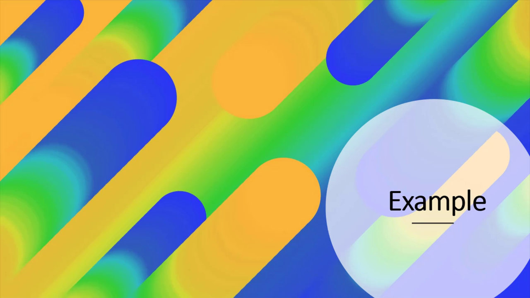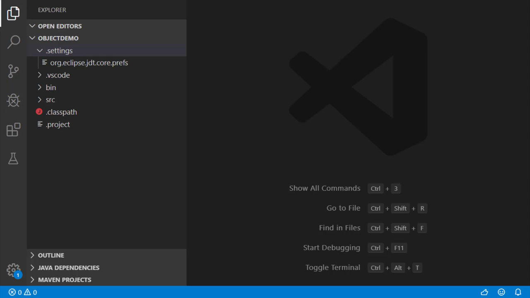Let us learn how to make objects of a class. Go to the code editor. I am using VS Code. You can use any code editor, such as Eclipse, NetBeans, IntelliJ, etc. Go to SRC folder. Create a new file by clicking the file icon at the top. Name it car.java.